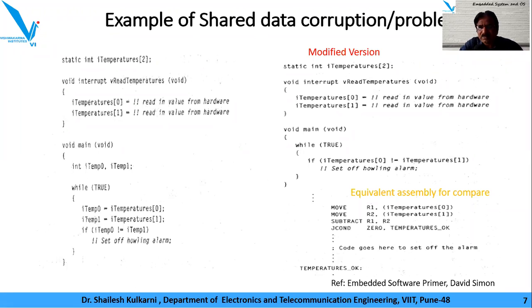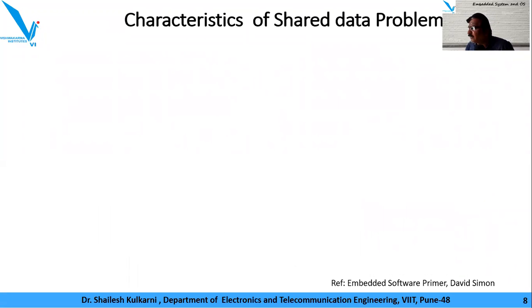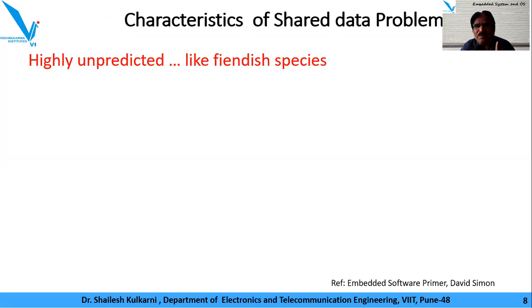Okay. Moving on next, what are the characteristics? Now we understood this particular shared data problem, right? Now, what are the characteristics that we find for this shared data problem? There is only one significant characteristic, and that is that the occurrence of the shared data problem is highly unpredicted. And that's what is written, that it is just like a fiendish species. You never know when those are going to be taken in birth. And that is what is referred to as highly unpredicted.